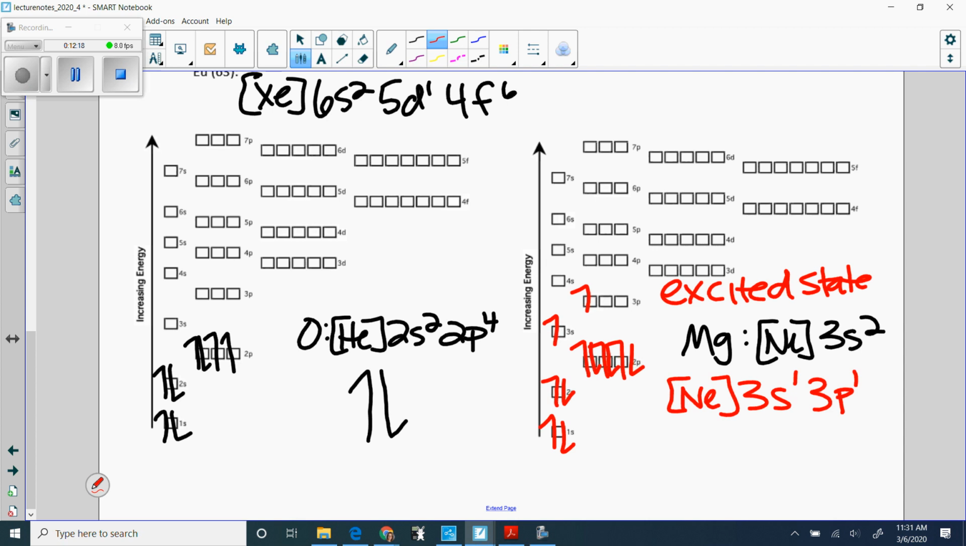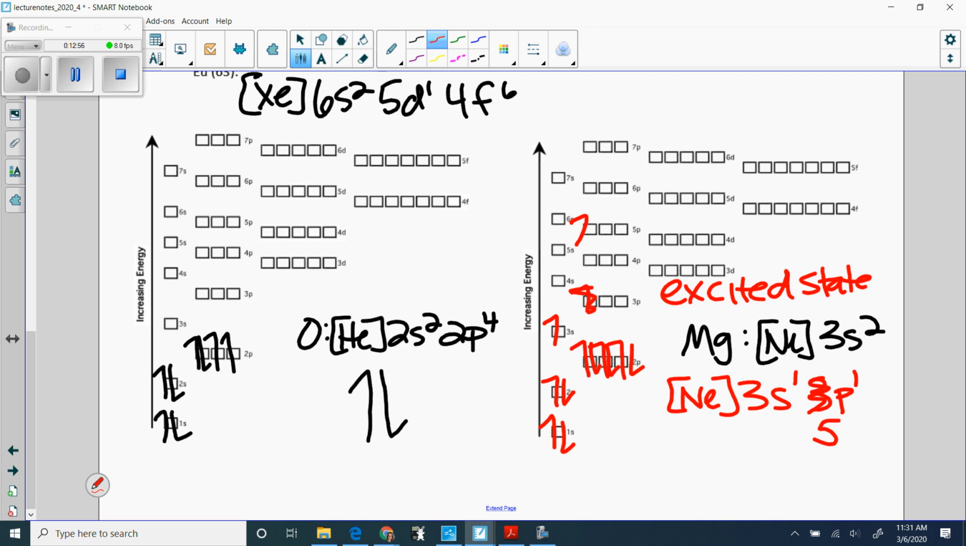I randomly picked this 3s2 down arrow and made it a 3p1. This could be 5p1, and it's not here, it's here. It really doesn't matter. There is no way for me to predict it. The point is, an excited state means that something is out of pattern, something jumped up. Now, how do I know this is still magnesium? It's neon plus 2 more electrons: 1 more in the 3s and 1 more in the 5p. Neon plus 2 more still is magnesium.